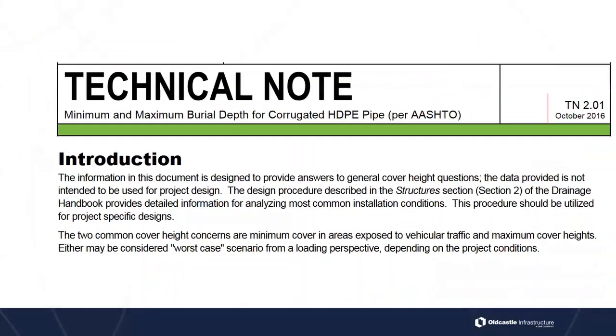Okay. Now, from the same company, they had a technical note that they released in 2016 related to the burial depths or the fill height tables for corrugated HDPE pipe.